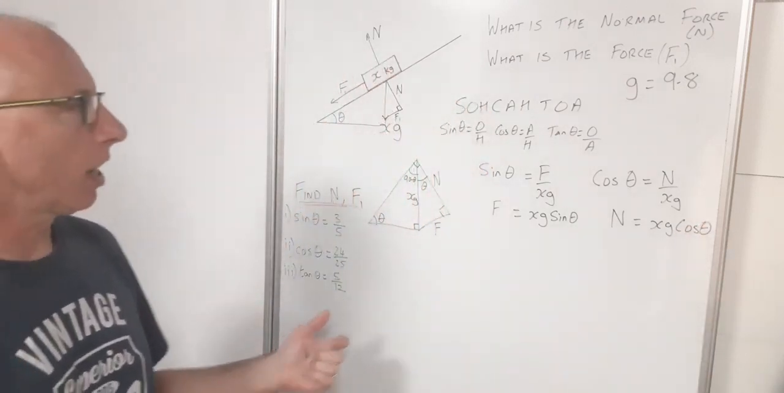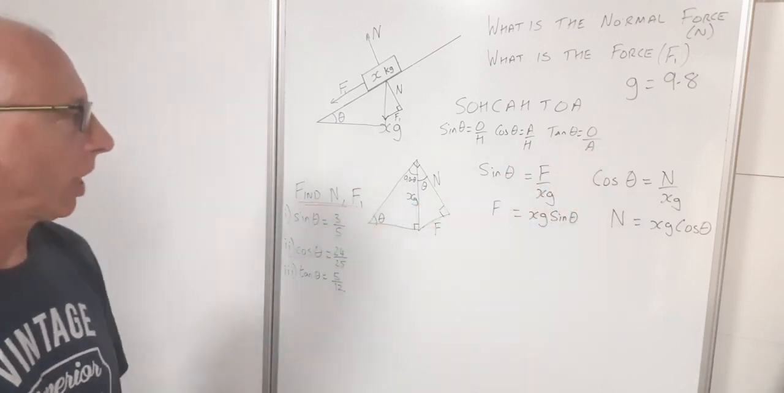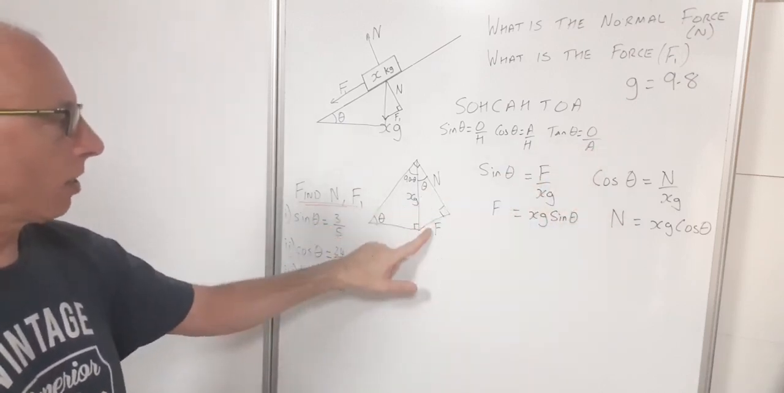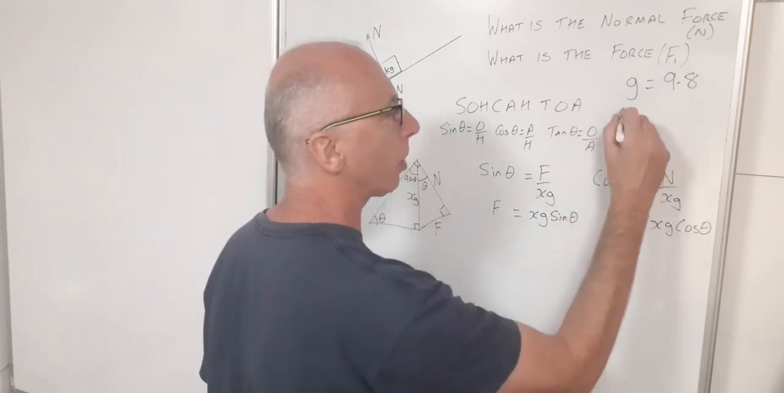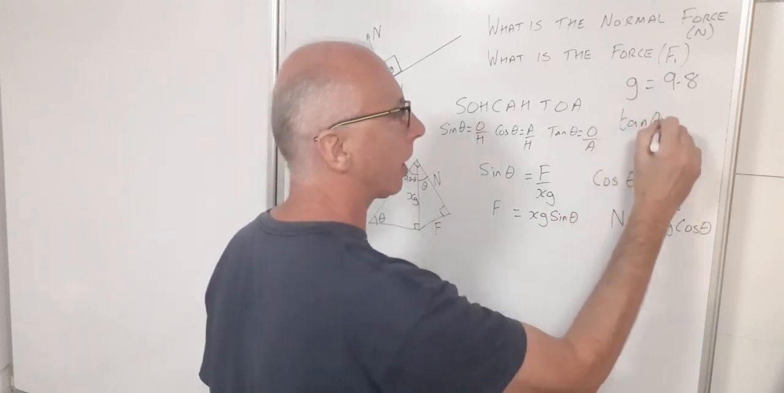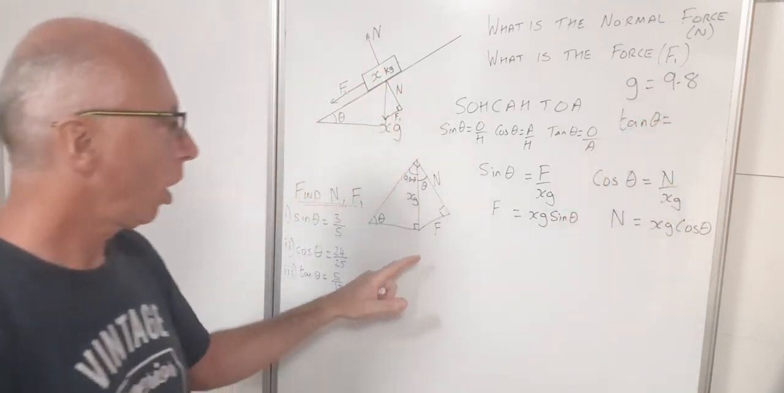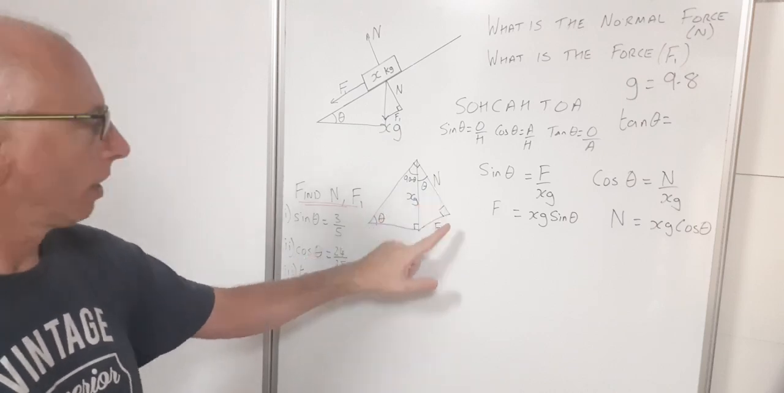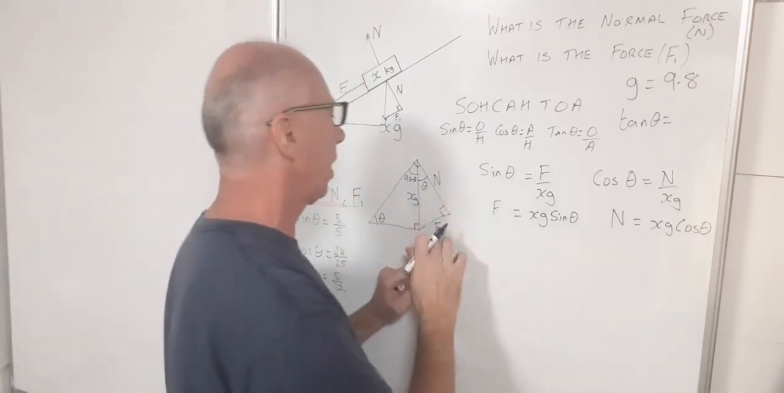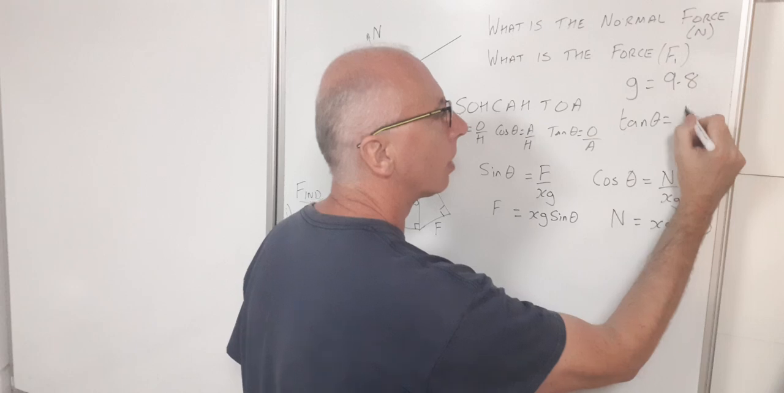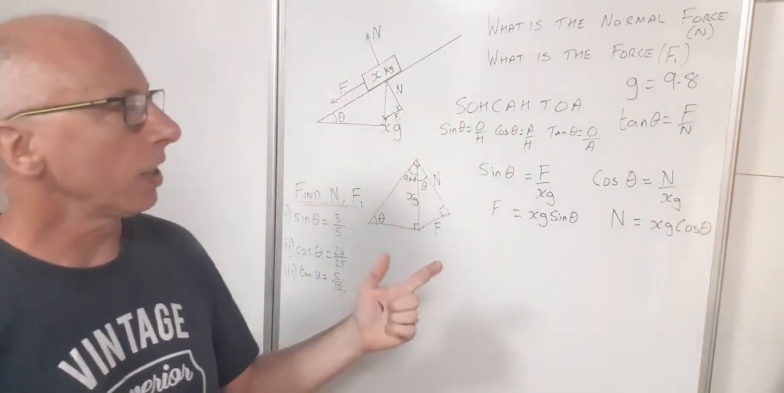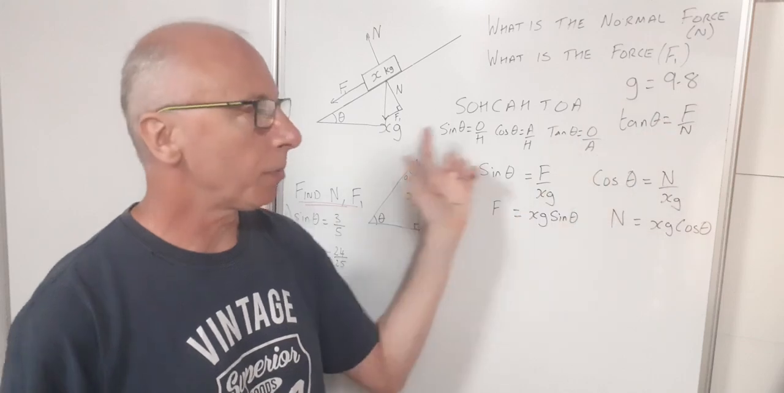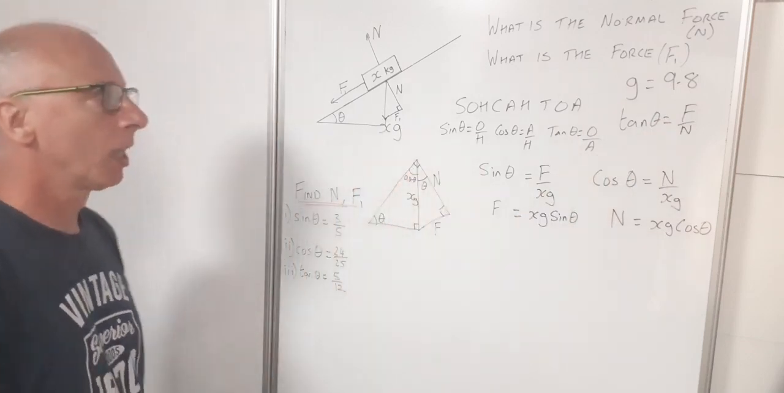Now tangent theta is opposite over adjacent. So let's write that one in here. I'm just going to put this one up here. Tangent theta equals opposite over adjacent, which is f over n. Then I can isolate accordingly by multiplying both sides by whichever one I prefer.